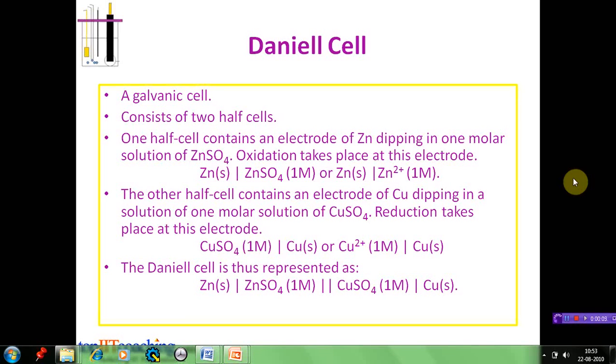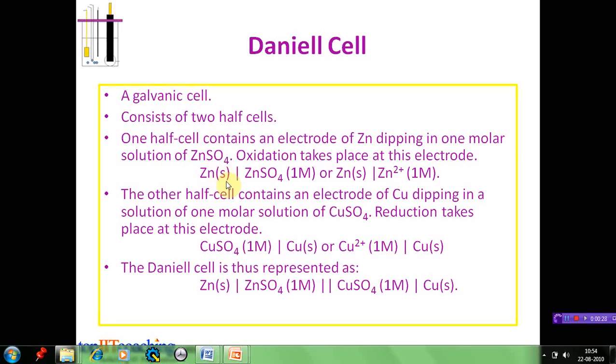Daniell cell is a very good example of a galvanic cell. It consists of two half cells. In the first half cell, in which oxidation takes place, the electrode is made up of zinc, which is dipped in a unimolar solution of zinc sulfate. Since oxidation takes place, this electrode forms the anode.